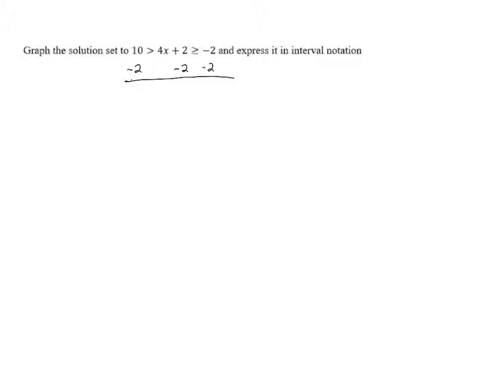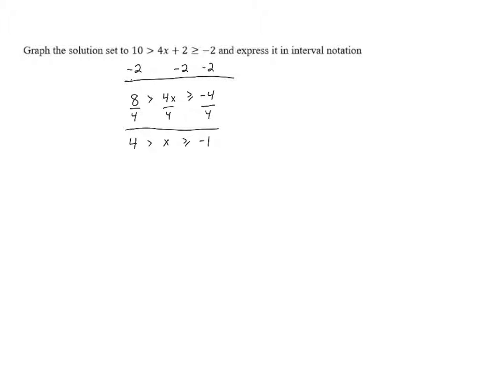When we subtract 2, that gives us 8 is greater than 4x, which is greater than or equal to negative 4. And then to get x alone, we need to divide by 4. This gives us 4 is greater than x, which is greater than or equal to negative 1.